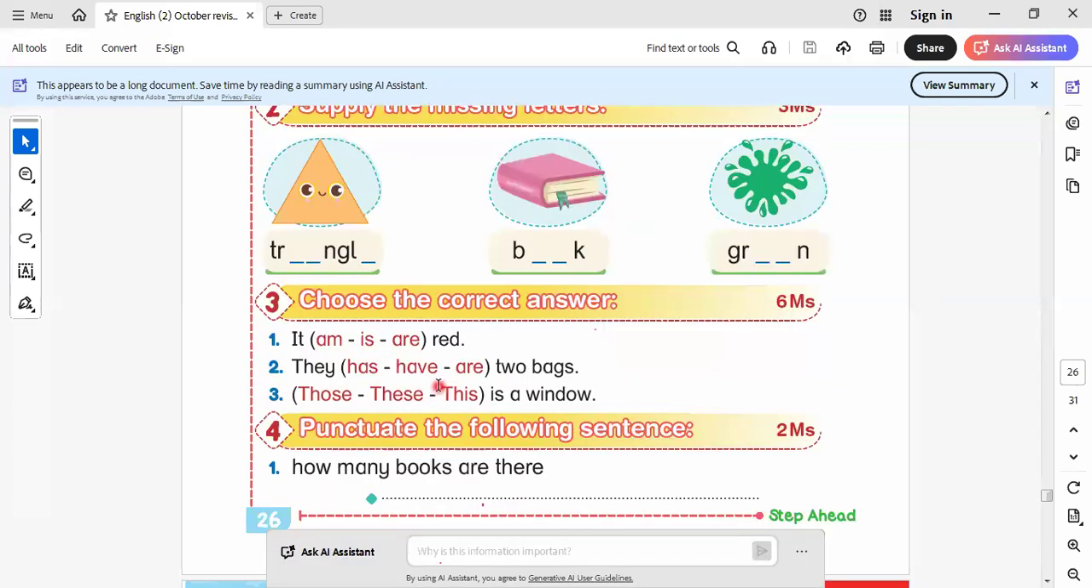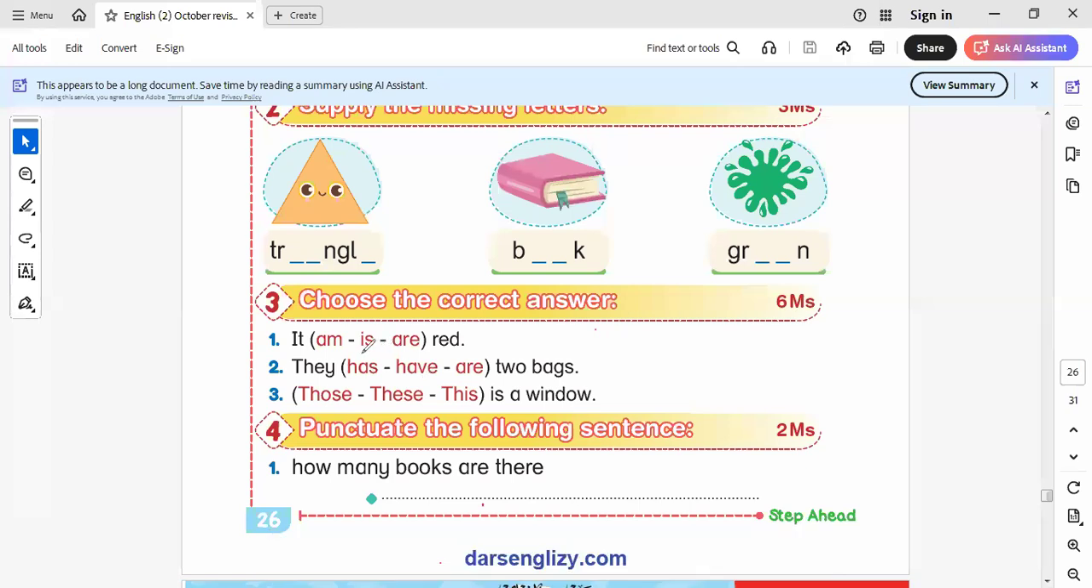Here we have choose the correct answer. As we told you, we have the verb to be: I take am, he, she, it take is, you, we, they take are. I think it's an easy song to know this. So here we have it. It takes what in verb to be? It takes is. It will be here, it is.